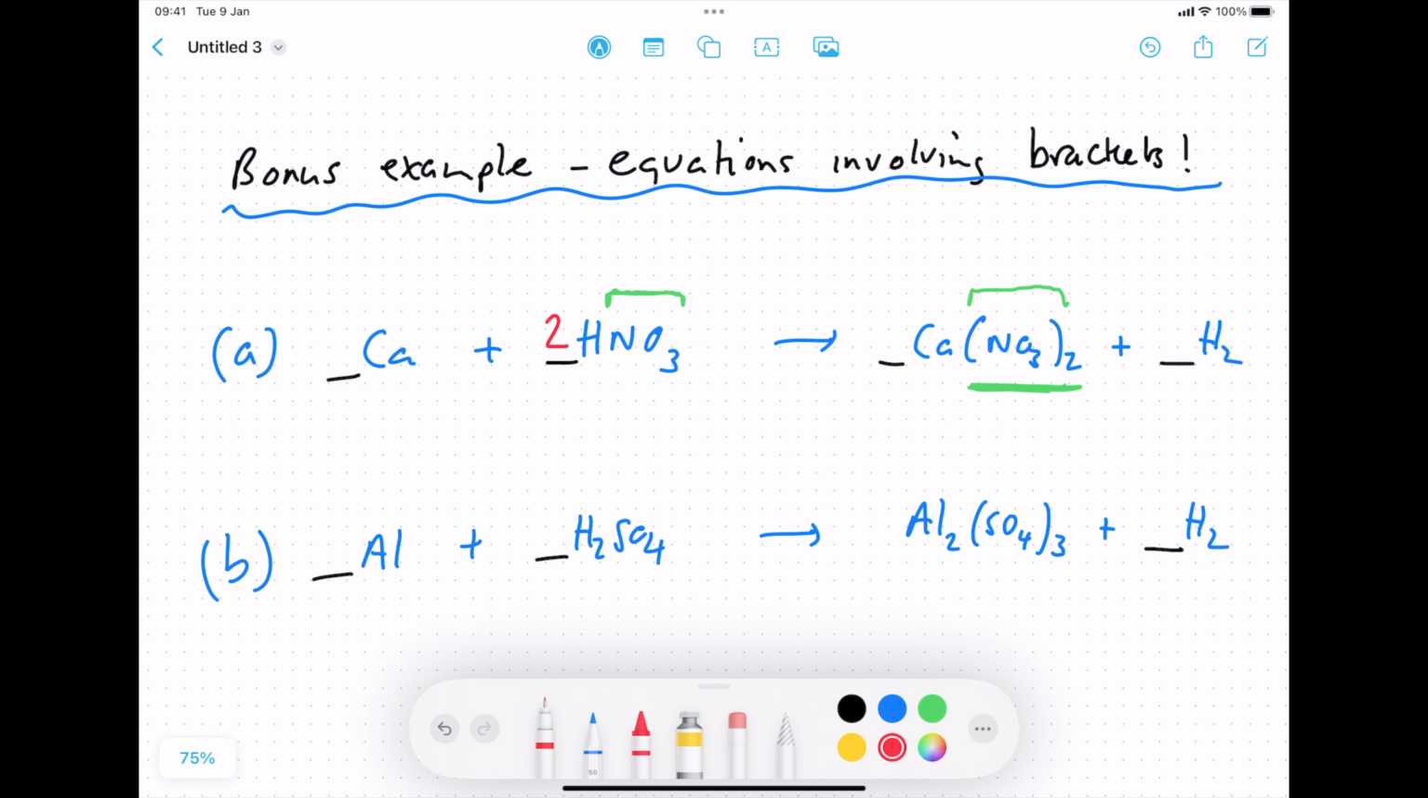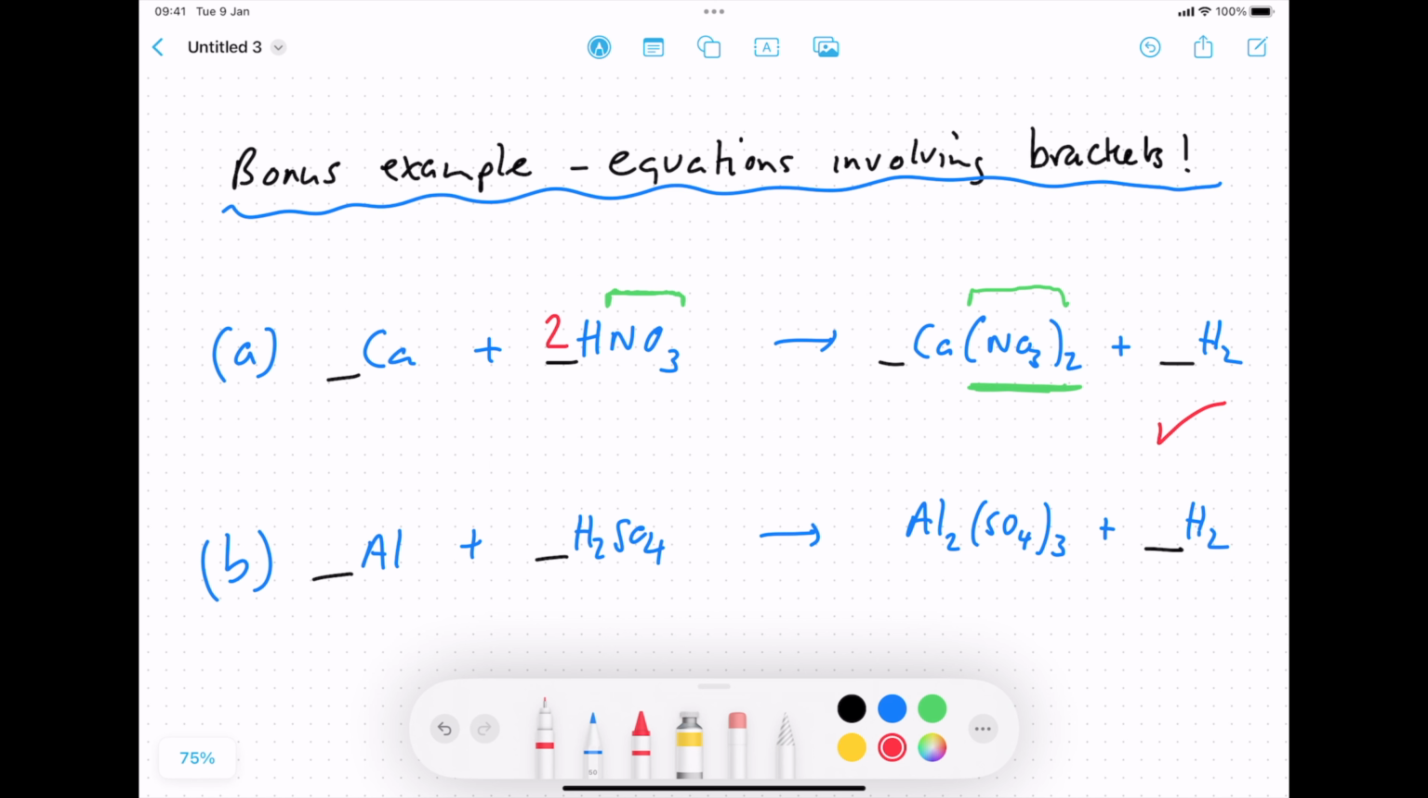2 hydrogens on the left and 2 on the right, so that's also balanced. And then 2 NO3s on the left and 2 NO3 on the right. So this has been balanced just by using 1 number. Now let's look at example B. I'm going to apply the same method again.